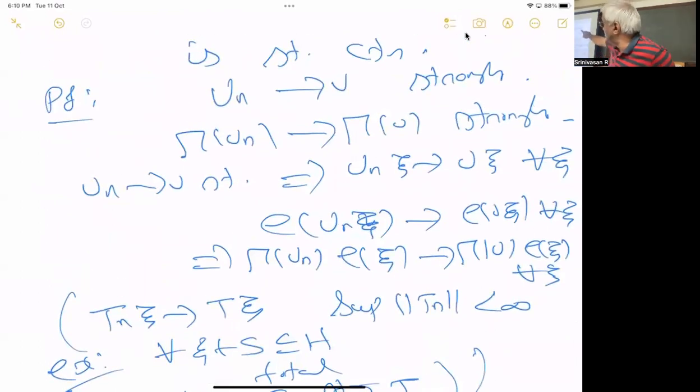I'm just saying U_n converges to U strongly. Then U_n xi converges to U xi for all xi. That means E(U_n xi) will converge to E(U xi) because the exponential map is continuous, as we have proved. That means gamma(U_n) of E(xi) converges to gamma(U) of E(xi). So this convergence happens on a total set. By the exercise, it will happen for all vectors, by the epsilon by 3 triangle inequality trick. And you have to use the uniform boundedness, and these are all unitary, so the norm is 1. So from that strong continuity will follow. Stop.